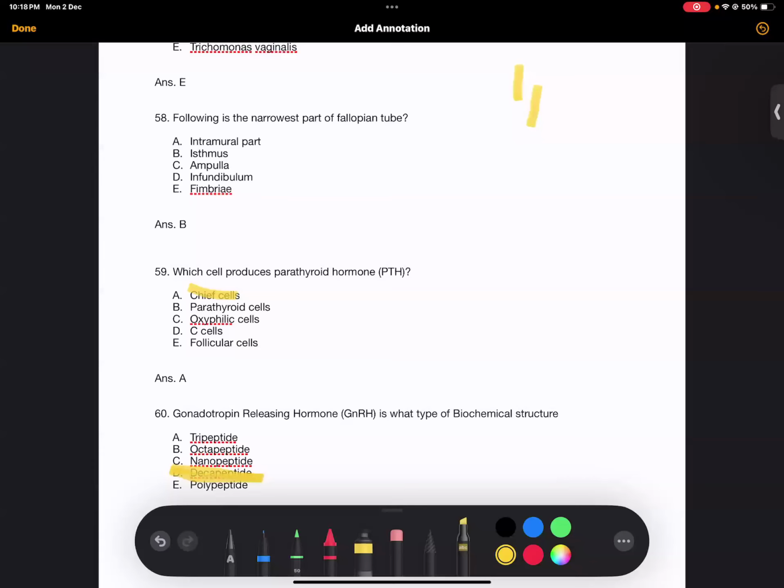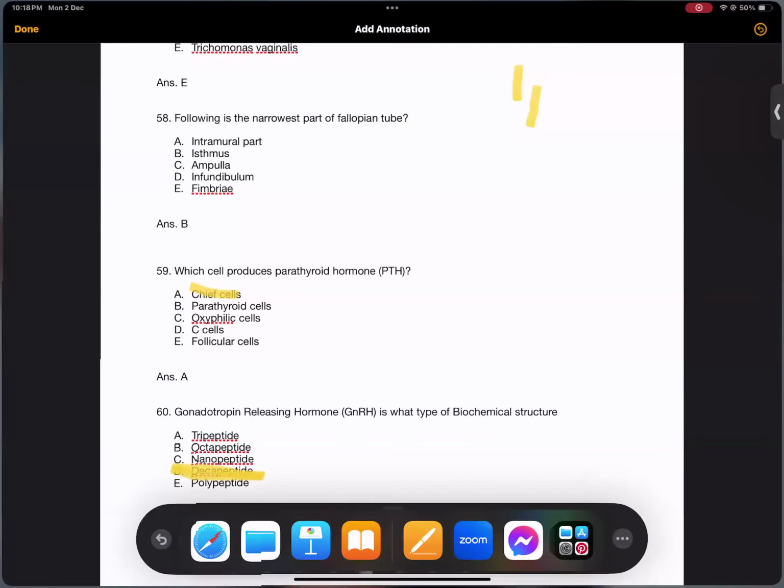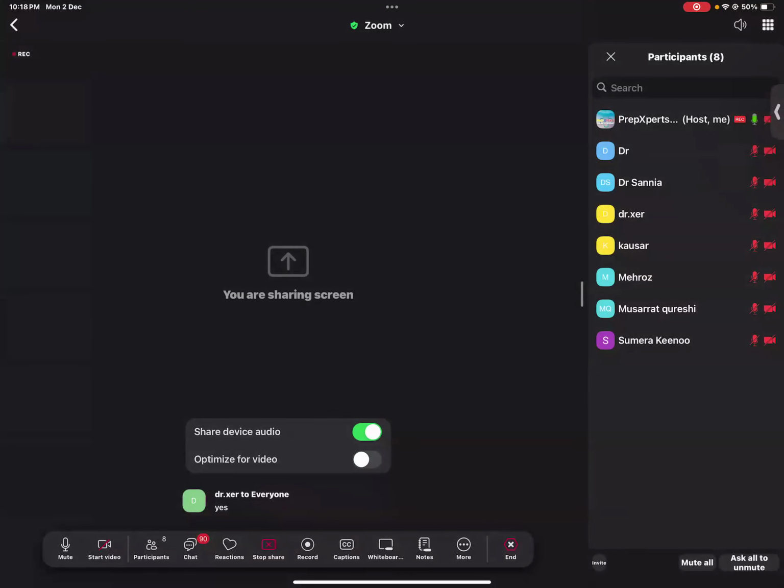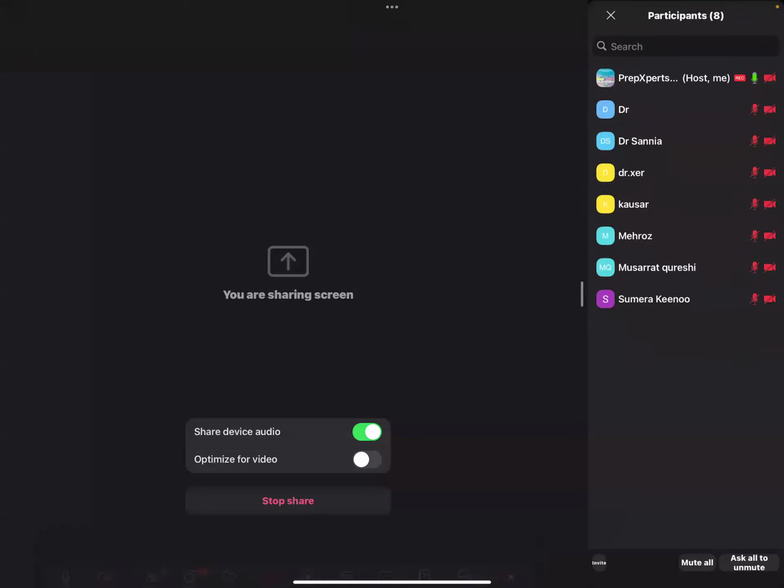Okay, that's great. With this, we end today's class, and I hope you are much more confident now because these are easy questions. You just need to memorize them again and again and practice MCQs. Practice MCQ books. They are very important.